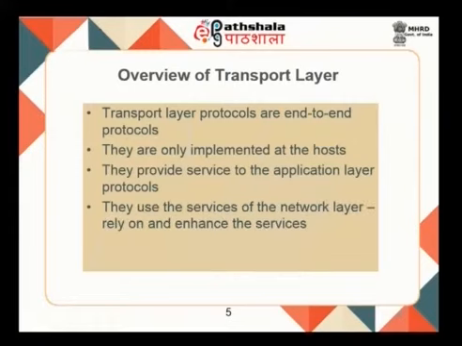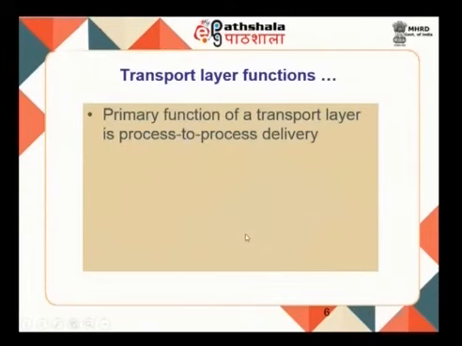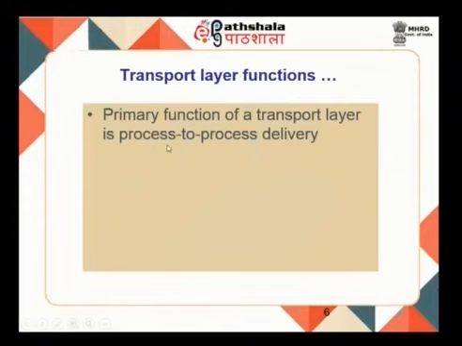The primary job of the transport layer is to provide some service to the application layer protocols, and of course, they will use the services of the network layer, rely on the network layer services and enhance its services. The primary function of a transport layer is process to process delivery, that is you could have multiple application processes which need to access the network. So, the transport layer sits in between the application layer and the network layer and provides process to process delivery, that is process at one end to process at the other end.